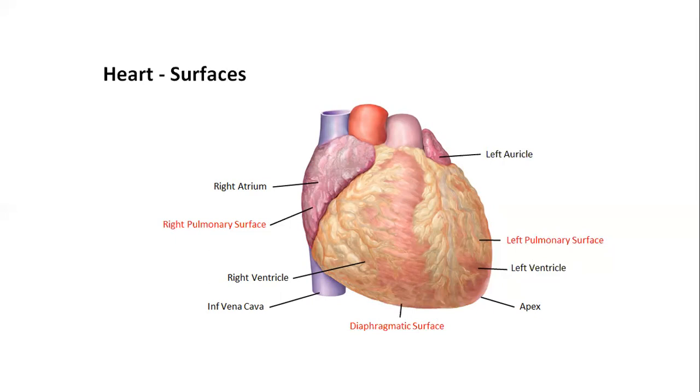The right pulmonary surface is formed mainly by the right atrium. Here again right auricle is showing and behind it is the right atrium. So all of this structure, right atrium, forms the right pulmonary surface. Left pulmonary surface is formed mainly by the left ventricle. It is this surface which leaves a depression in the form of a notch on the left lung.